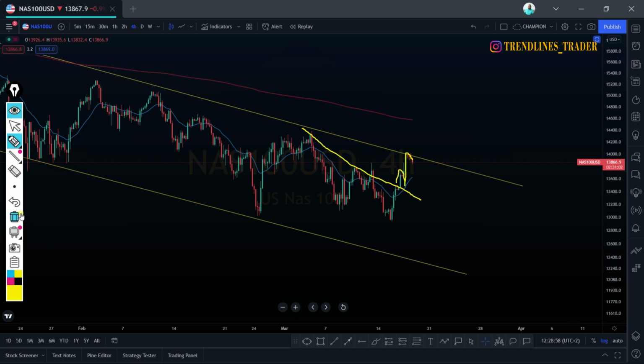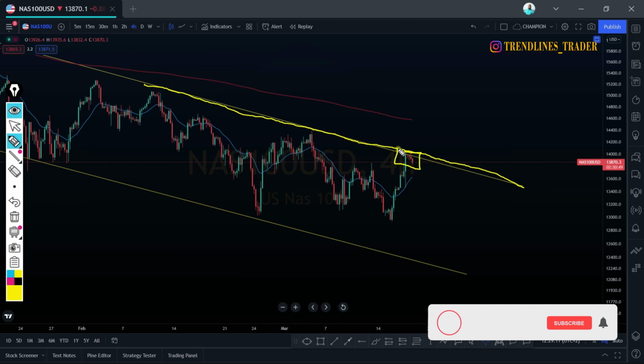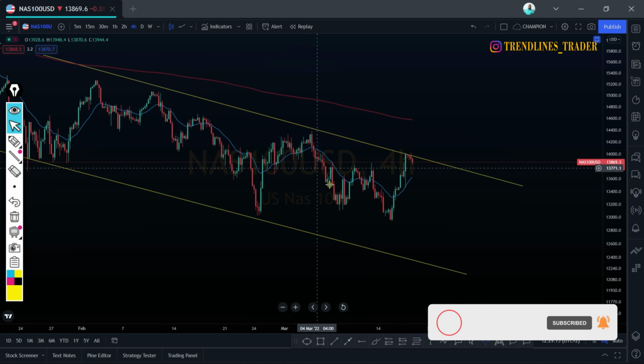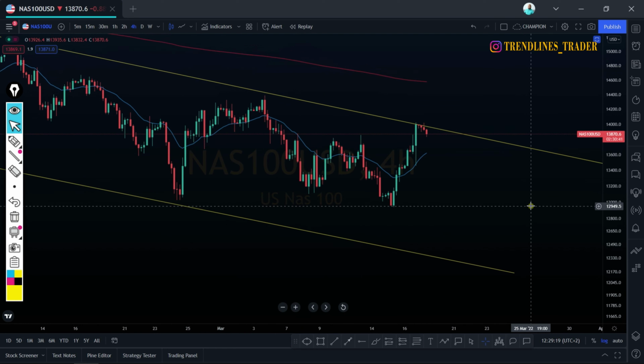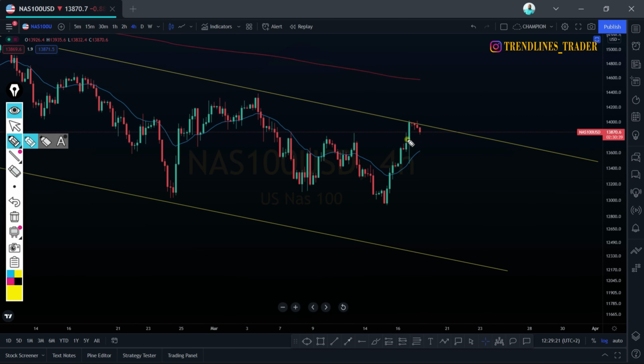Now our price is at the major, bigger trend line, our bigger diagonal resistance, and it seems like it's respecting the area. As you can see, there's a couple of bearish candlesticks right there. There's a rejection there.